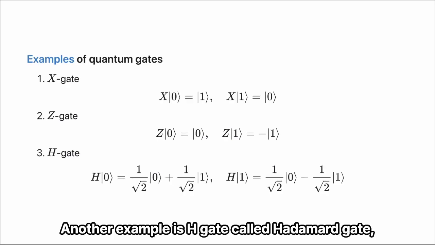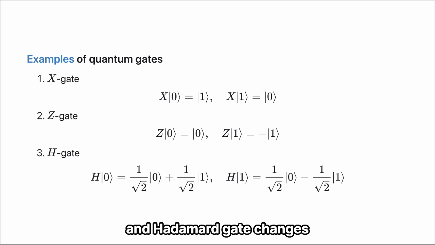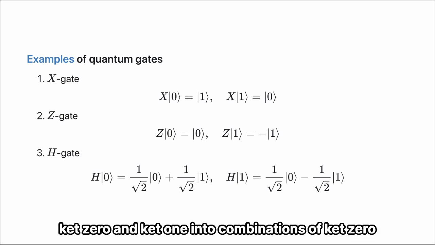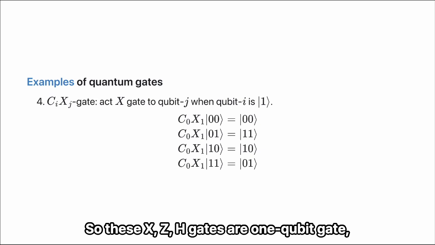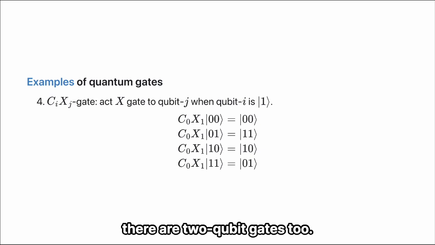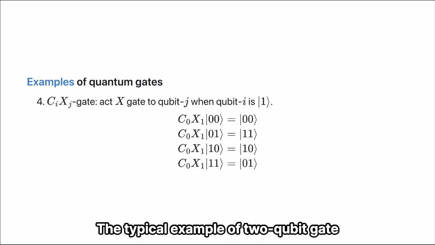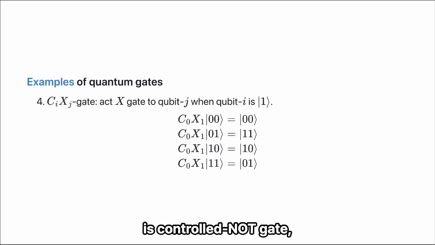Another example is the H gate, called the Hadamard gate, and the Hadamard gate changes ket 0 and ket 1 into combinations of ket 0 and ket 1 as follows. So these X, Z, H gates are 1 qubit gates. There are 2 qubit gates too. The typical example of a 2 qubit gate is the controlled NOT gate, denoted as CX gate.